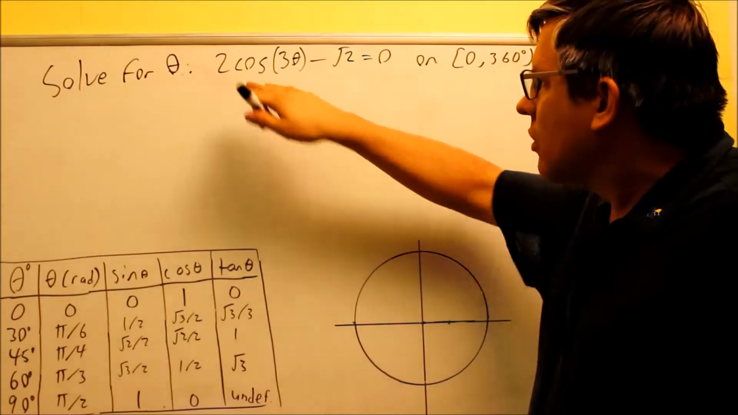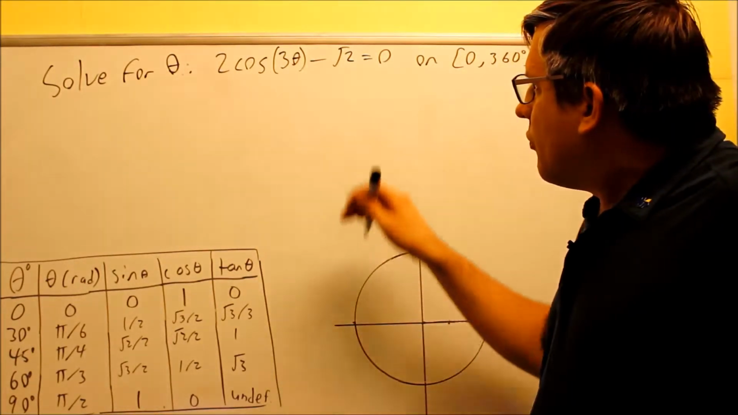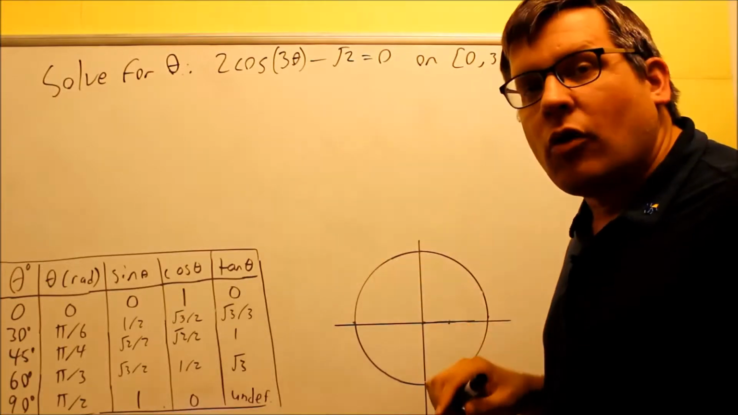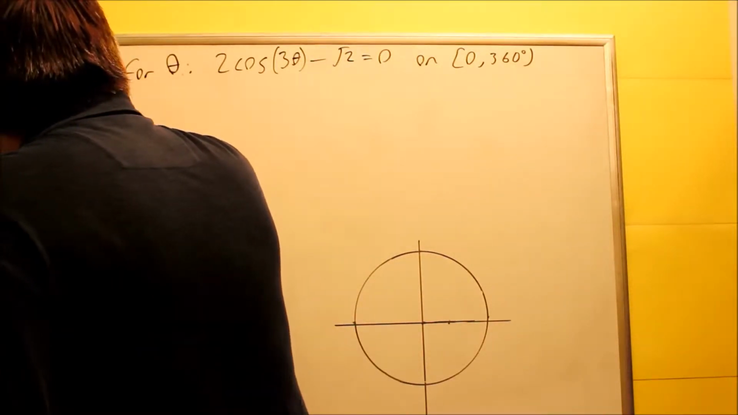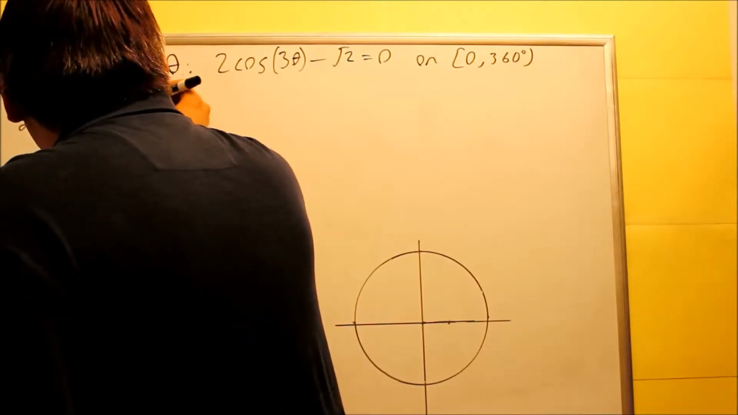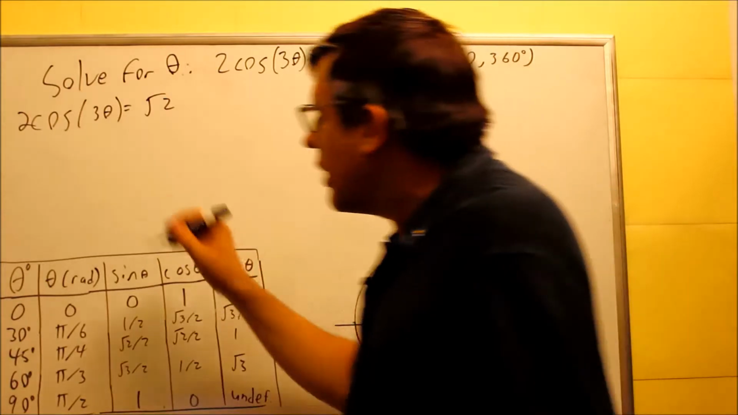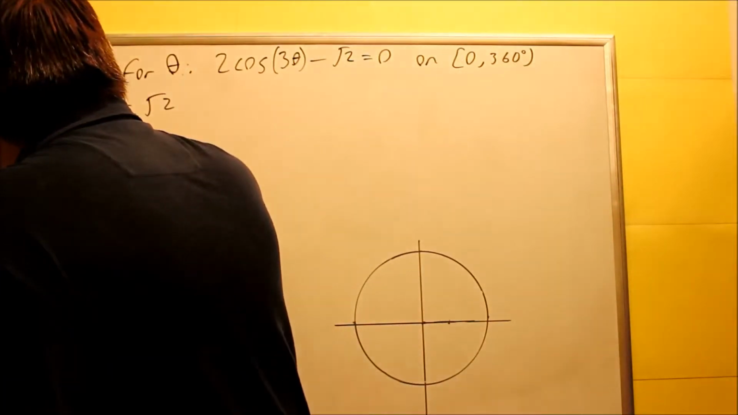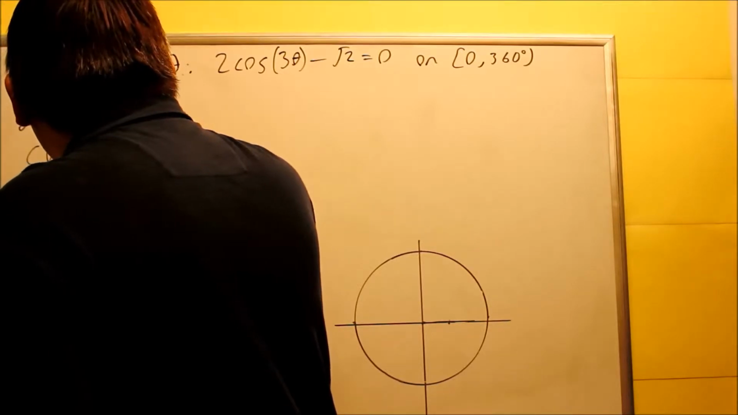The first thing you have to do though is you need to isolate the cosine here. So first what I'll do is I'm going to add square root of 2 over to the other side. And so I get 2 cosine 3 theta will equal square root of 2. And then I'm going to divide both sides by 2 and I get cosine of 3 theta is going to equal square root of 2 over 2.